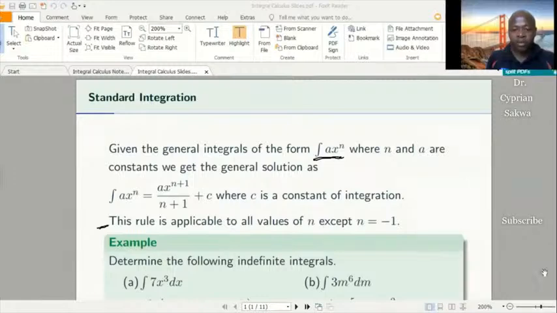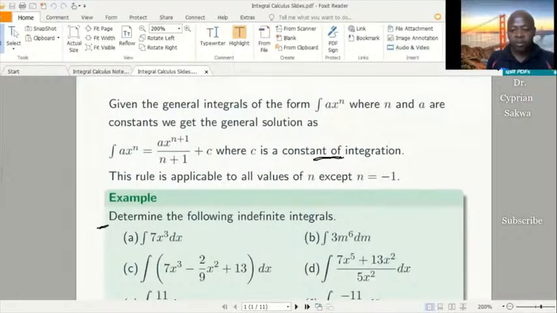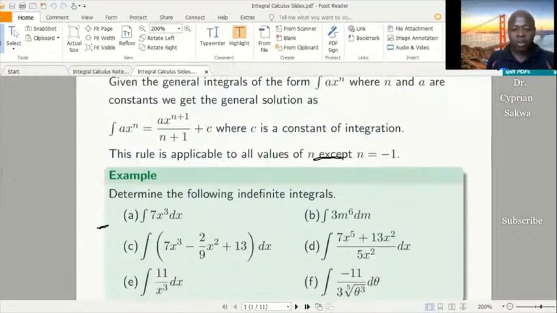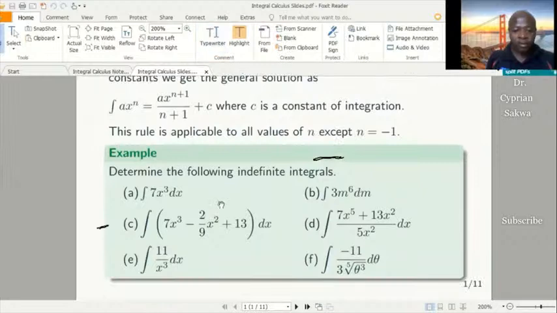The first example here is, determine the following indefinite integral. And I hope you know the word indefinite means that these are integrals without limits. These integrals have no limits. For example, you're not saying that you're integrating from what point to what point.